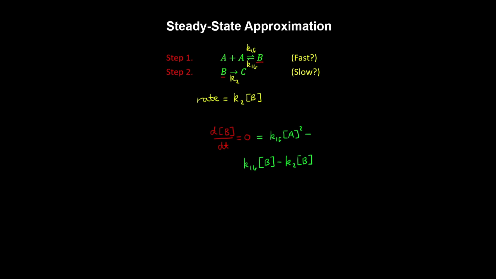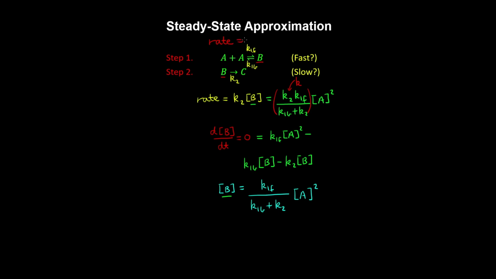And then if you do some algebra, you can solve for the concentration of B. And now we can substitute for the concentration of B in the rate law. So this here is a constant. So therefore we can write our final rate law as follows, which is second order with respect to reactant A.